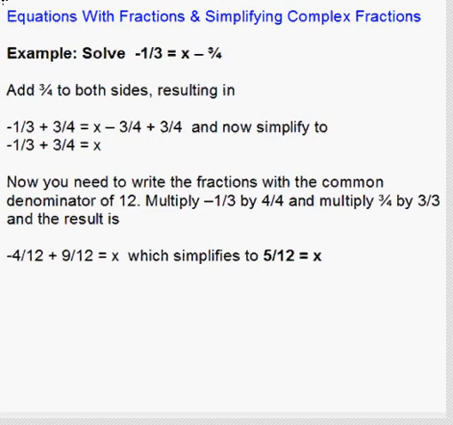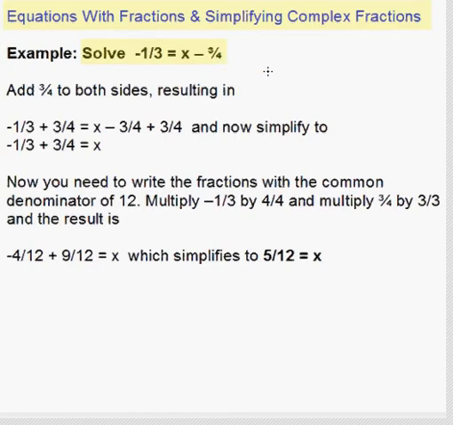In this video, we're going to look at equations that have fractions in them, and also we're going to look at simplifying complex fractions. Let's look at the equation. Solve negative 1/3 equals x minus 3/4.